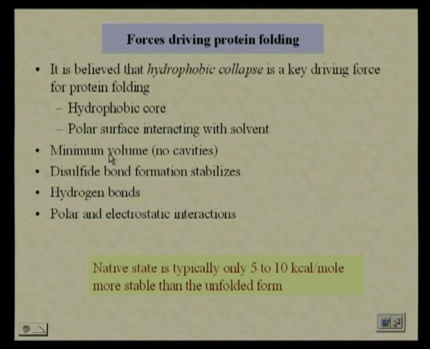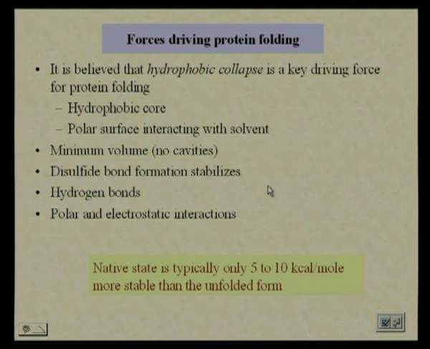What you are looking for is minimum volume, where you do not have very large cavities, because that would open up the protein. The disulfide bond formation you recognize will stabilize the protein. Why? Because it will bring different parts of the polypeptide chain close to one another. Then you have hydrogen bonds, which we studied in detail in case of alpha helices and beta sheets, which will bring different parts of the protein structure together. Again, we have polar and electrostatic interactions, which we are also going to study and consider how we actually form these ionic interactions or other polar type hydrogen bonding between amino acid residues.